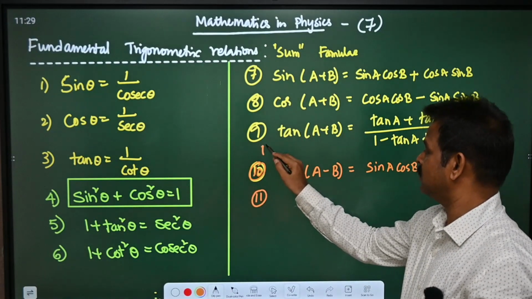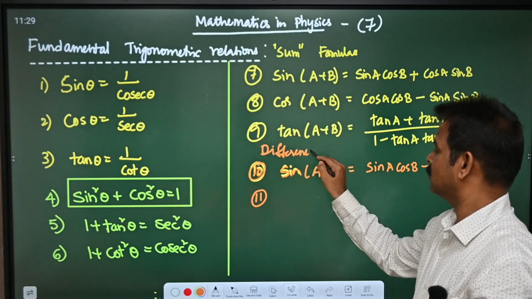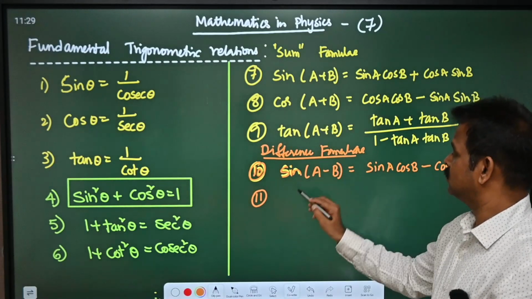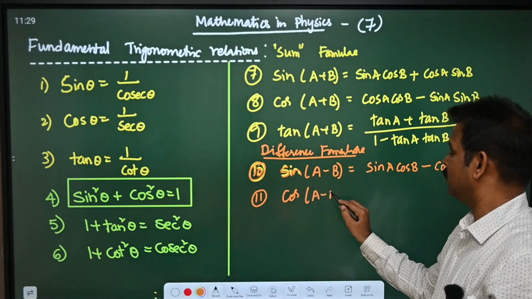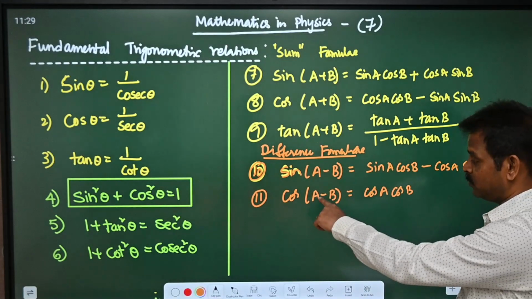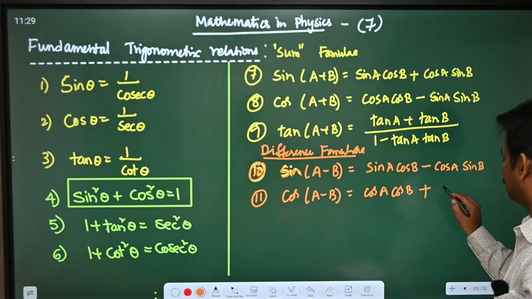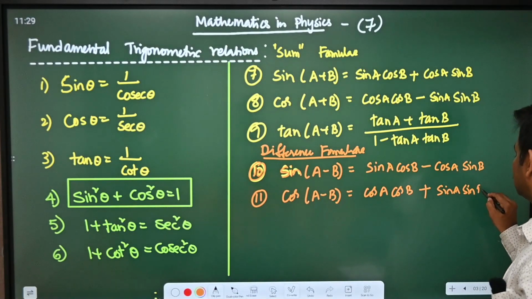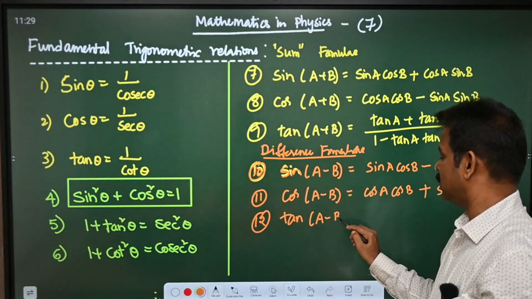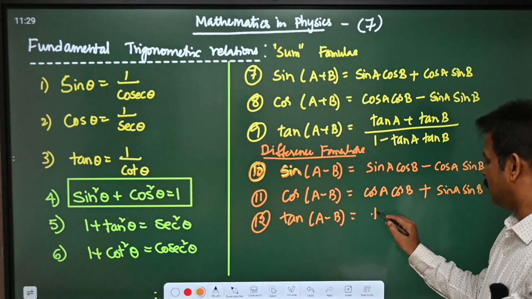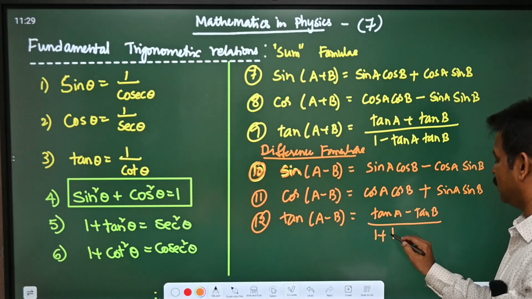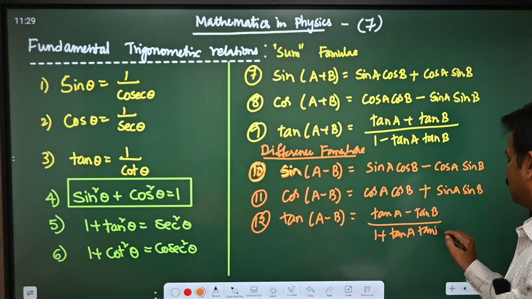And the 11th one, these are difference formulas. Next one, cos of a minus b is equal to cos a cos b. If it is minus, for cos it should become plus here, sin a sin b. And the 12th one, tan of a minus b will become tan a minus tan b by 1 plus tan a tan b.